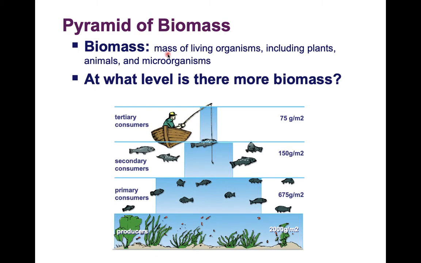So we see a pyramid of biomass here, and what does it measure? Well, it measures biomass, right? It measures how many living organisms, including plants and animals and microorganisms, are found. So notice that if you look at a pyramid of biomass, there's always going to be more producers than primary consumers, than secondary consumers, than tertiary consumers. So a pyramid of biomass, again, is a pyramid, right? It's very abundant at the bottom and few numbers at the top.